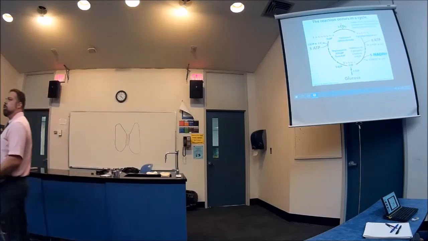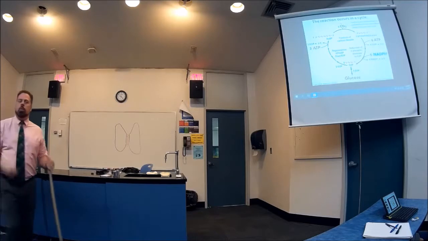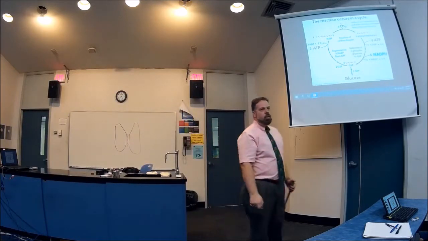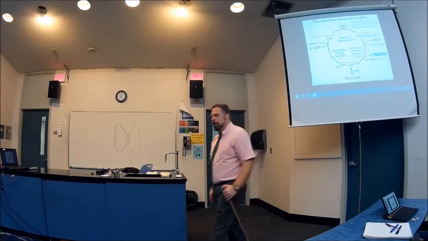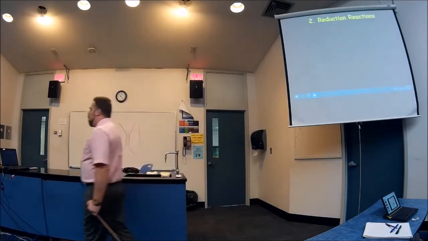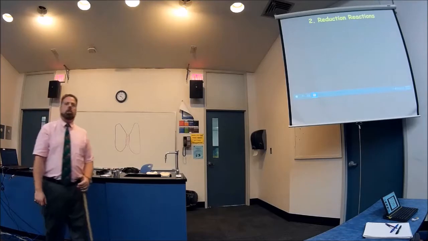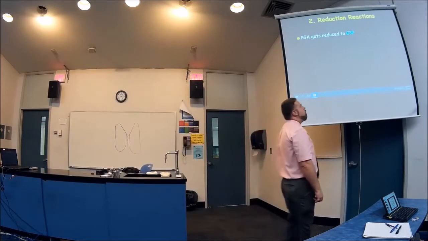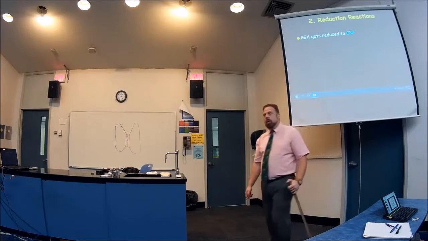Now, this 3-carbon structure is usable. We can do something with this. So now the carbon dioxide is fixed. We can now do something with it. Now we have a set of reduction reactions. Okay? PGA gets reduced to something called G3P.